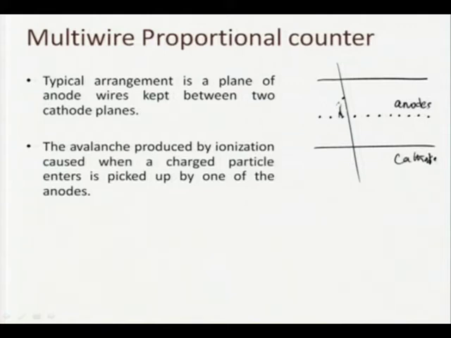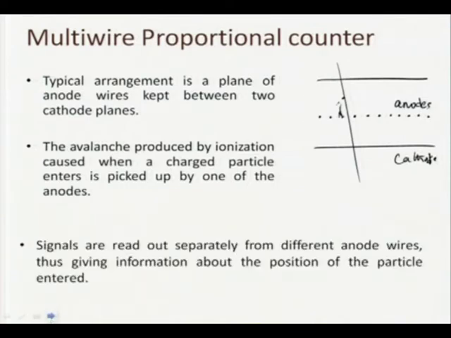So, instead of one anode wire, there are many anode wires, and the advantage therefore is that the position of the particle can also be detected. In the earlier case, we do not know where it is coming from. There was only one anode wire, and wherever this was produced inside the detector, the same anode wire will pick it up. So, information about the position where the particle passed through was not available, whereas in this case we have different anode wires, and the signal from each of these anode wires is read out separately.